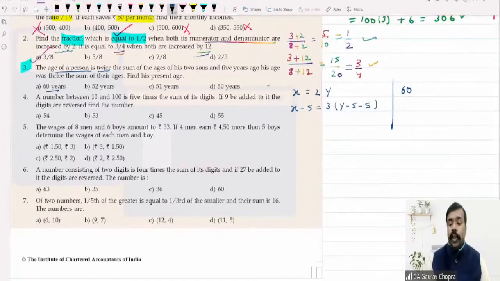And his age is twice. This is the age of the person. Then the sum of the sons' ages will be half, because he is twice. So the sum of their sons' ages is half.